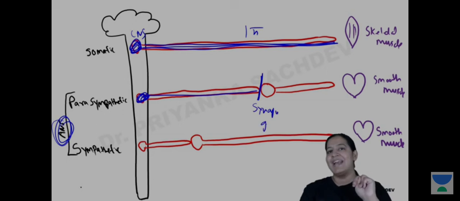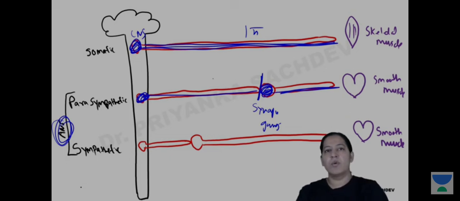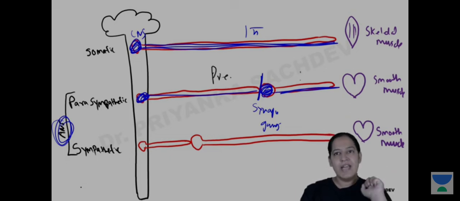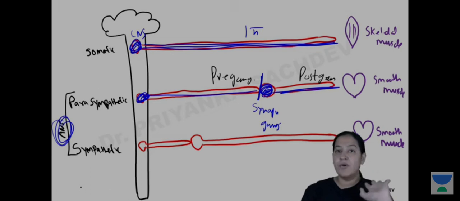Synapse or ganglion, one and the same thing. This is the second cell body and this is the second nerve. So the first nerve is known as preganglionic and the second nerve is known as postganglionic. So pre and postganglion, two nerves are there. Done. Now see, the ganglion is not at the center.